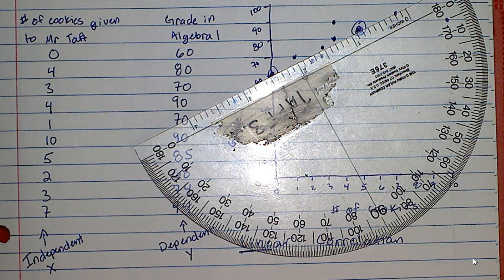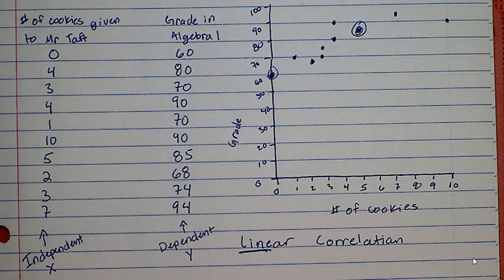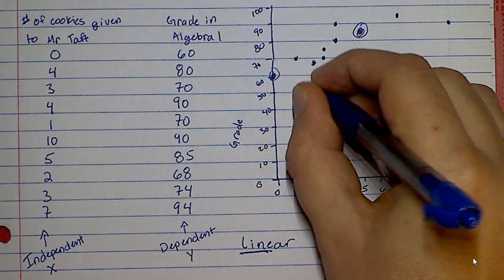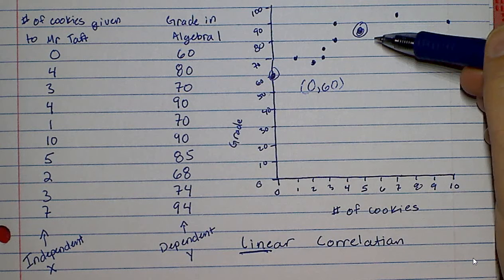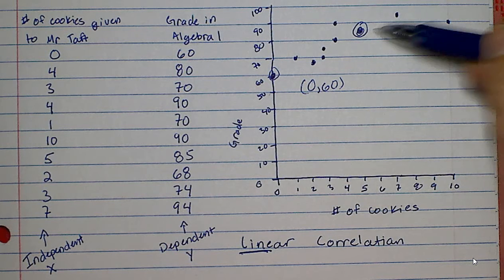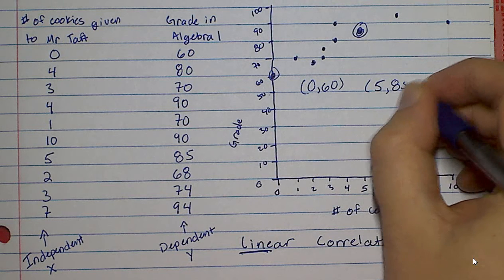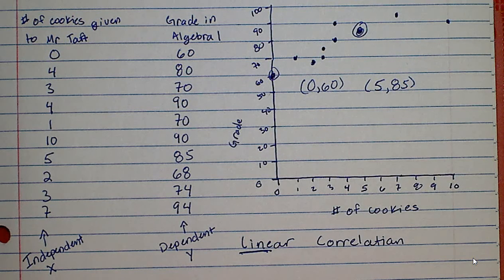Kind of, sort of? Now, those 2 points are (0, 60), and this other point right here was (5, 85). Now, I want to find the line that's going to connect those two. Well, hot diggity, we've been finding equations of lines for weeks now. Right? We can super find the equation of a line.